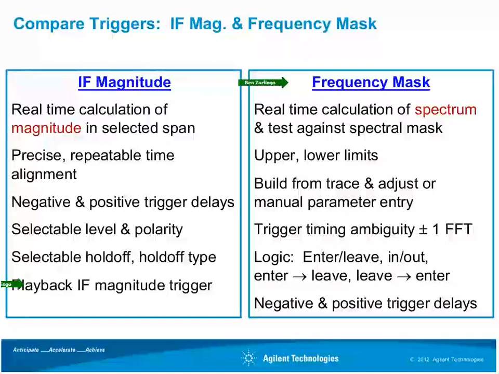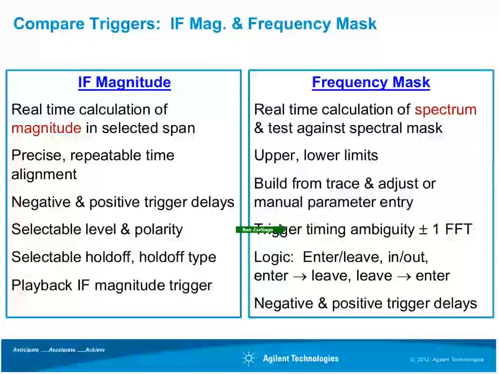The other type of trigger I've talked about today is the frequency mask trigger, a more powerful trigger in some ways because of its ability to do real-time calculation of the signal spectrum and not only the signal magnitude, and to test that against positive or negative masks, to set different limits based on either the spectrum, built from the spectrum, or from a tabular set of limits. And this has one disadvantage in some trigger timing ambiguity. That is, your updates for triggers happen once per FFT, so there's some limit to the time resolution of the trigger. It's not a trigger that's time aligned with the events in the spectrum.